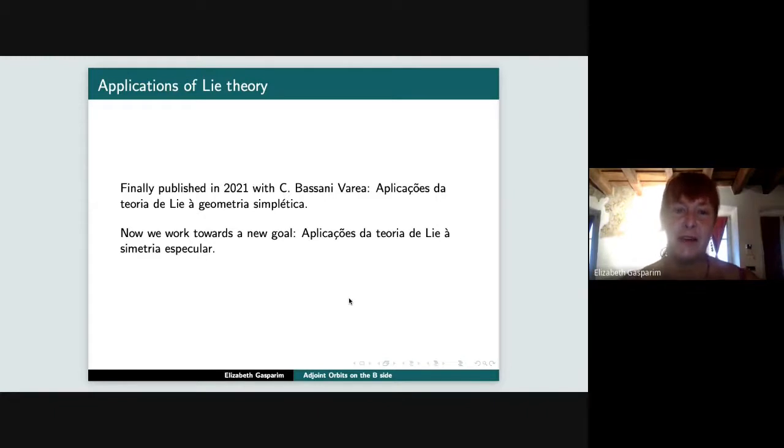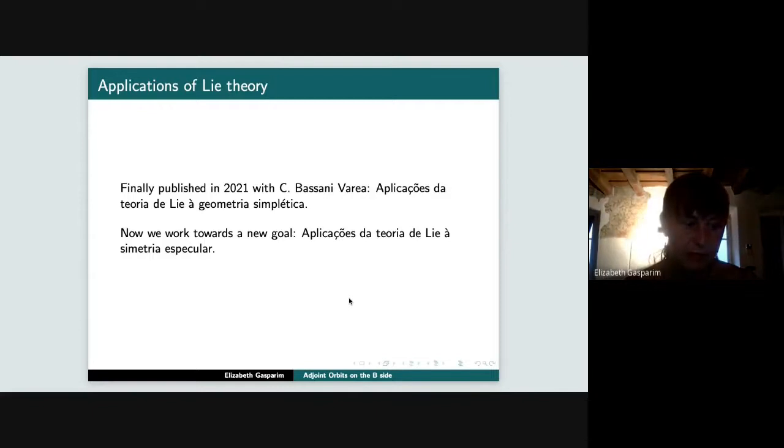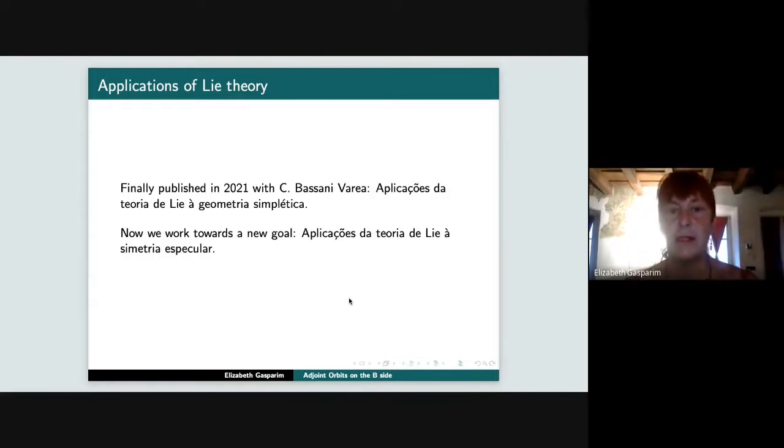Anyway, now there's a new goal. Instead of applications of Lie theory to symplectic geometry, we can do more general applications of Lie theory to mirror symmetry. We have done so many things on the symplectic side with the adjoint orbits. Now we take the adjoint orbits and put them on the other side, on the complex side, and do everything again, rethink. One thing doesn't imply the other at all. It's a completely new problem.